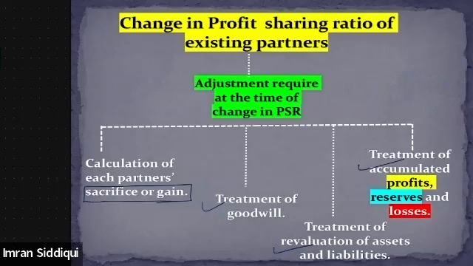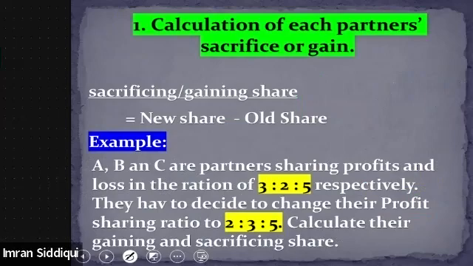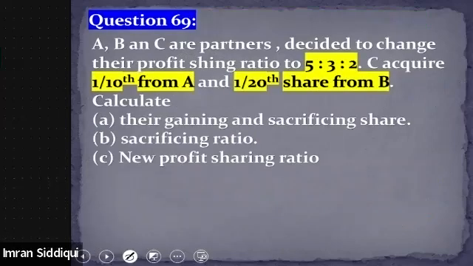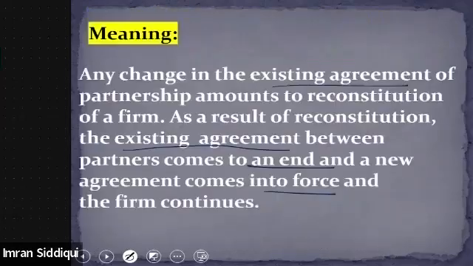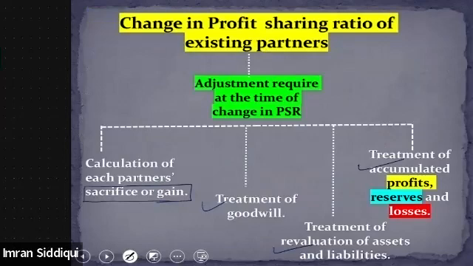Okay, so we'll start our discussion with the calculation of gaining and sacrificing. We'll start with this example and then we will move further with question number 68, 69 and so on. But before that, I want you to note all these points in your notebook. Starting with the meaning, please note this point. Apart from meaning, also note down modes of reconstitution and various adjustments that may be required when reconstitution takes place due to change in PSR. So this is the first topic that we will be discussing under the reconstitution of the partnership firm. Got it, Prerna? Is this clear to you?